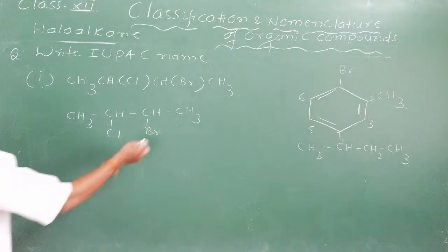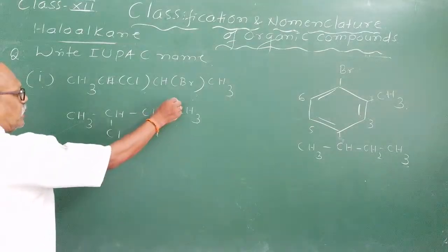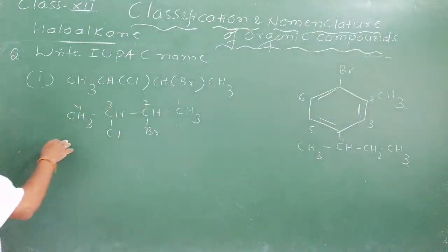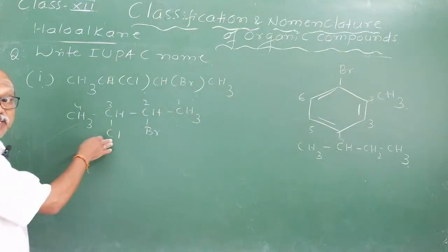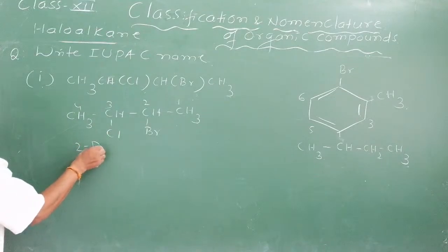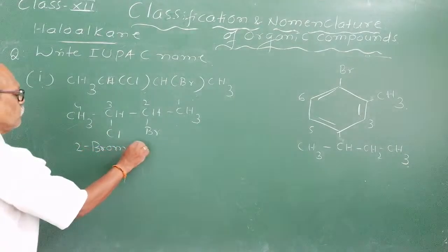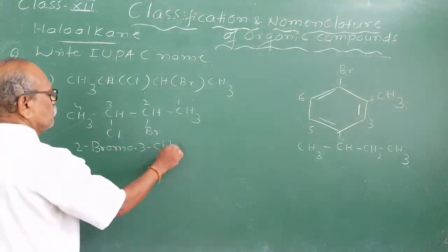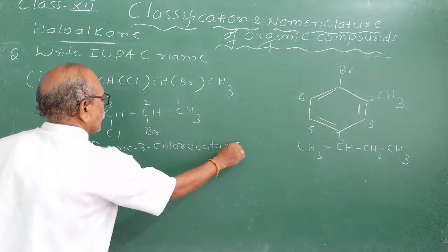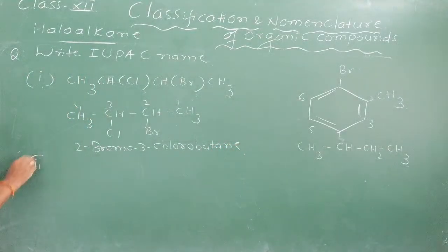What is the name? Numbering here 1, 2, 3, 4. Why are you numbering from right? Bromo B comes first, C comes next. Therefore, the name is 2 bromo, 3 chloro, butane. Okay, try this one.